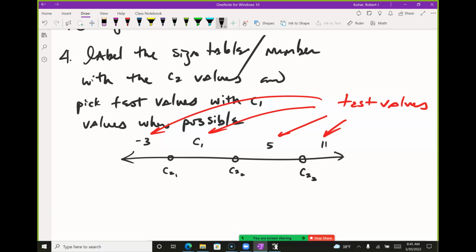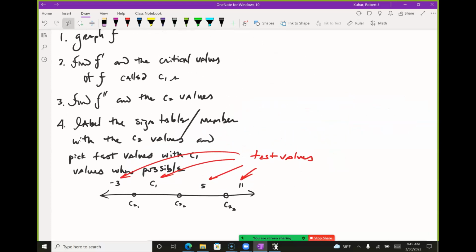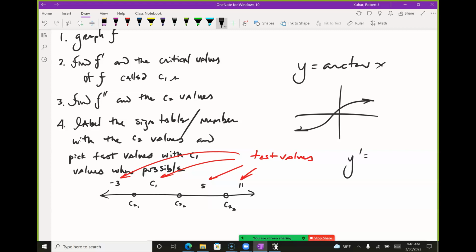For if possible to put C1 in the sign table, we can only do that if it exists, right? Exactly. If there were no C1 values in my first derivative, like for example, arctan has no C1 values in its first derivative. If y equals arctan of x, and I can see the graph, you can see I have no local mins or maxes there. I have no place where it's undefined. And I know y prime is 1 over 1 plus x squared. That never equals 0, upstairs or downstairs, so no critical values of my first derivative there.